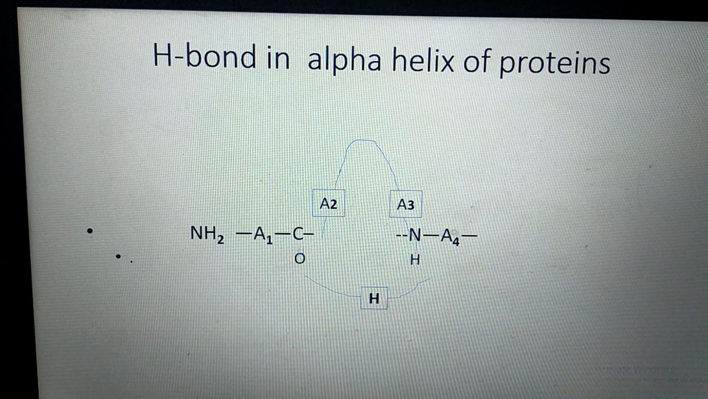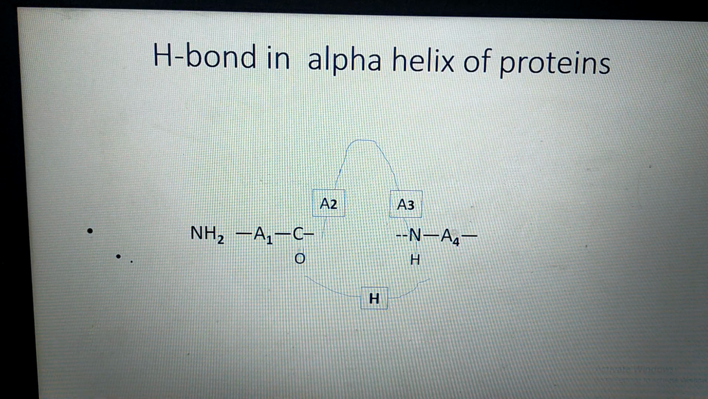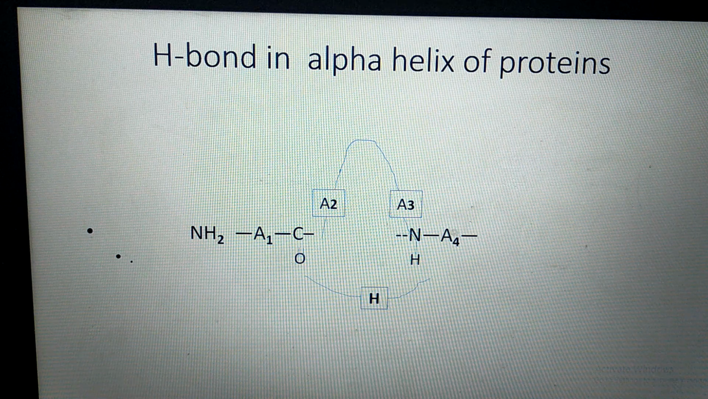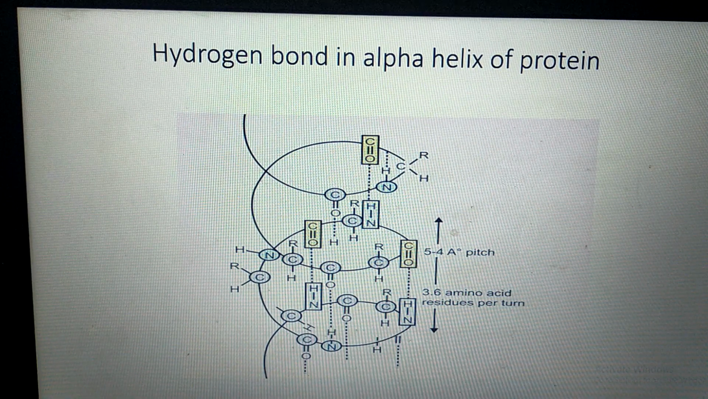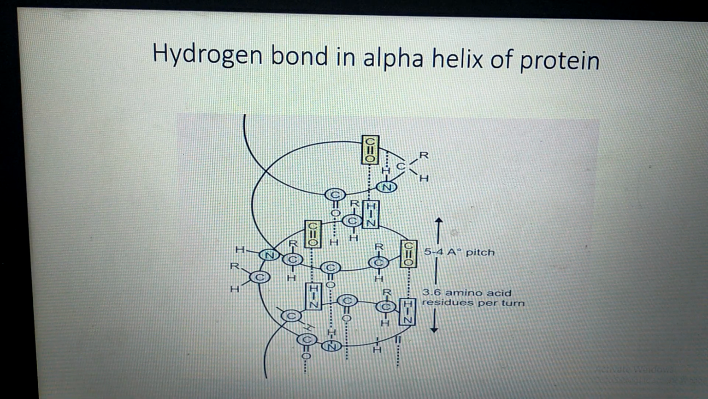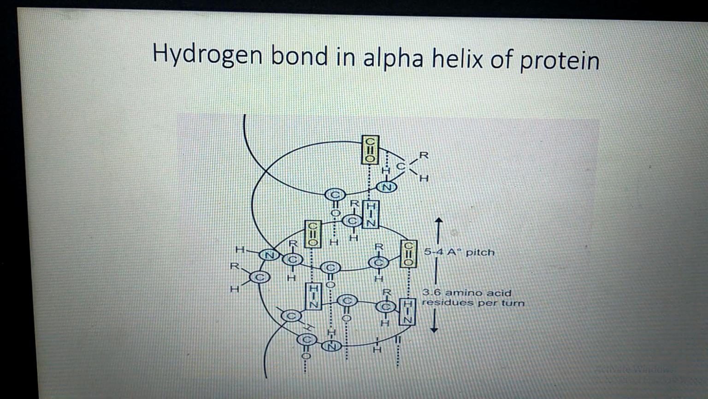Alpha helix structure of protein is the secondary structure. In the secondary structure of protein, the amino acids come a little close to each other, therefore it is easy to form a hydrogen bond between the first and fourth amino acid. So this is the diagrammatic representation of alpha helix structure of protein, where you can see the hydrogen bonds shown by dotted lines between CO and NH of the first and fourth peptide bond.